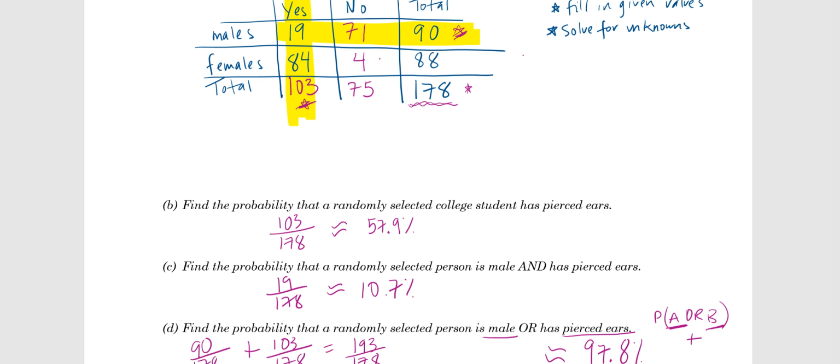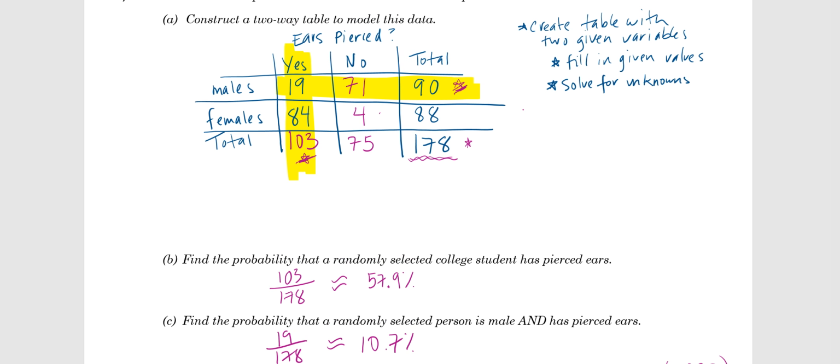Let's talk about why. When I take the probability of being male and the probability of ears being pierced, I'm going to count a number twice. When I take the probability of being male, I'm counting this 19 as part of my being male because 19 of these males have their ears pierced. And when I'm taking the probability of ears pierced, I'm counting this 19 again. So my issue with my numbers is I've counted this 19 twice. I counted it once when I found the probability of being male, and again when I found the probability of having ears pierced.